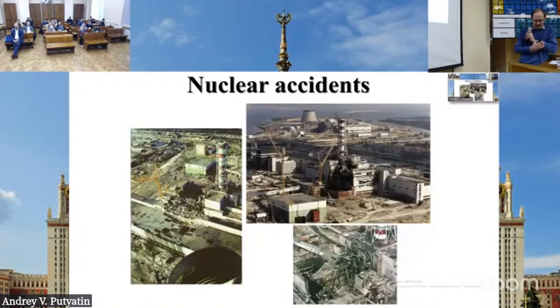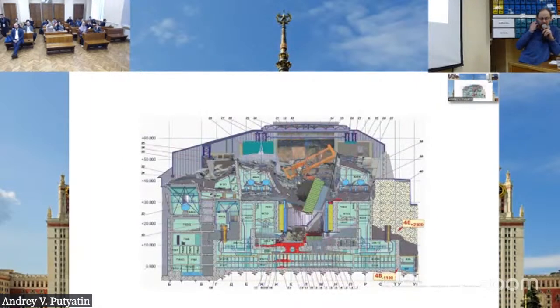And now I will speak a little bit about the behavior of materials during nuclear accidents. You likely know these images from the Chernobyl accident. So the reactor core is completely destroyed. And if you look at the cross-section of the reactor, this is the so-called shelter. The reactor itself was here. Here in red, you see the Chernobyl lava. We will speak about them.